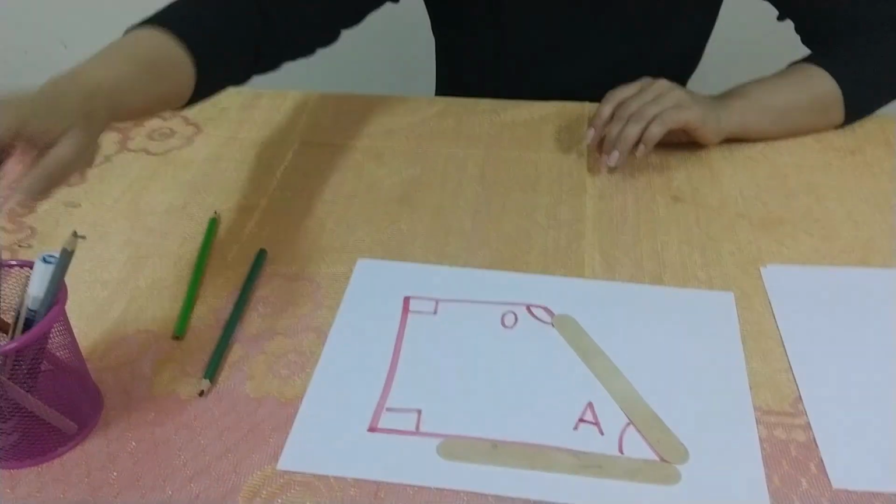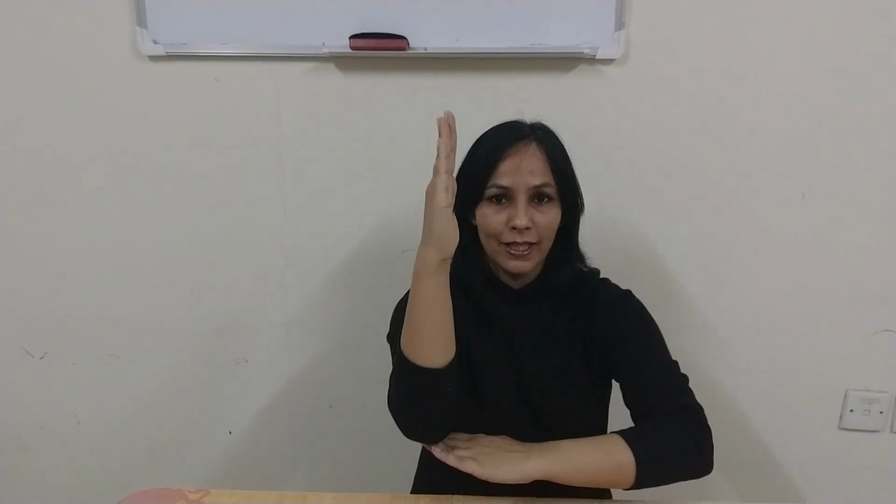Quickly, with your hands, let us revise. What is this angle? Think. Acute, right, obtuse. So how will you do? Acute, right, obtuse.